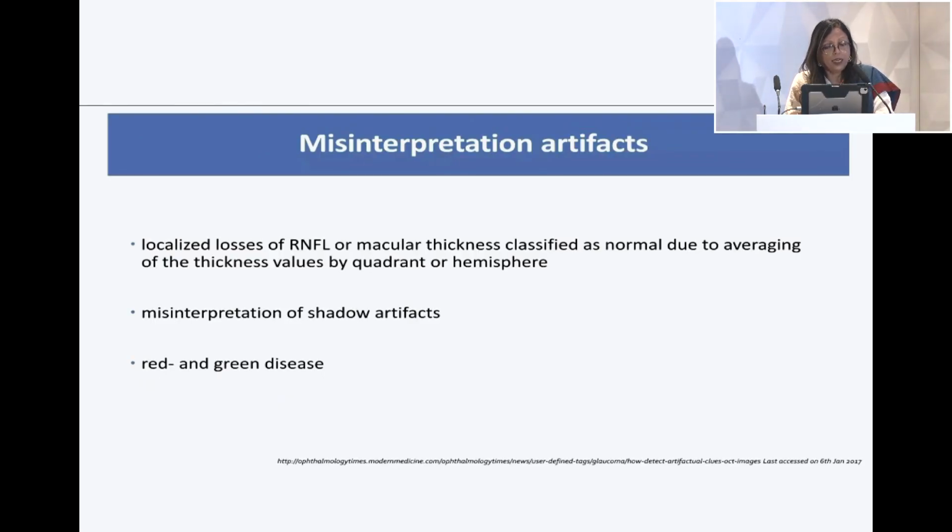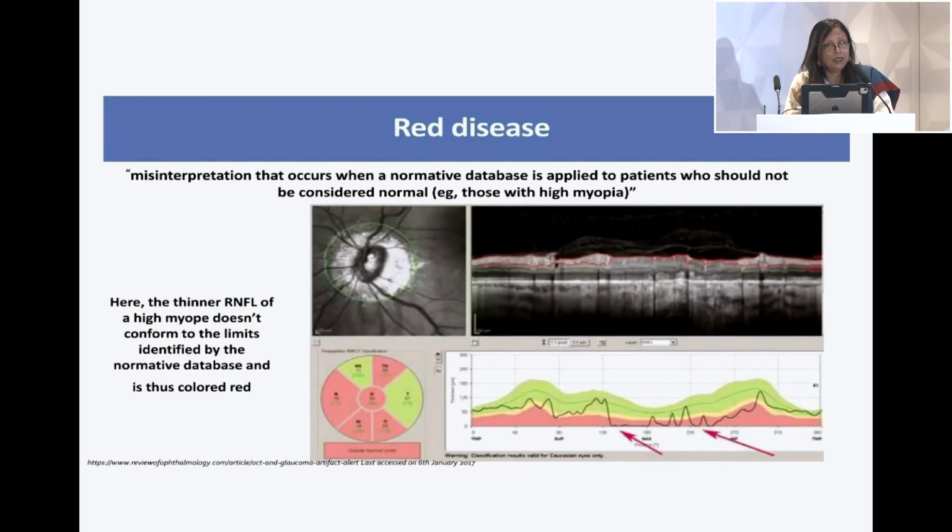Misinterpretation of artifacts. Localized losses of RNFL or macular thickness can be classified as normal due to averaging of the thickness values by quadrant or hemisphere. Misinterpretation of shadow artifacts, we just spoke about it. And we're just coming to the red and green disease. Now, what is red disease? Misinterpretation that occurs when a normative database is applied to a patient who should not be considered normal, as for example, a high myope. So in a high myope, the peripapillary area might not be the best that you want for the scan. And in these cases, you need to be very cautious, or you could have an absolutely red pie diagram like this, looking abnormal, but actually it's not.